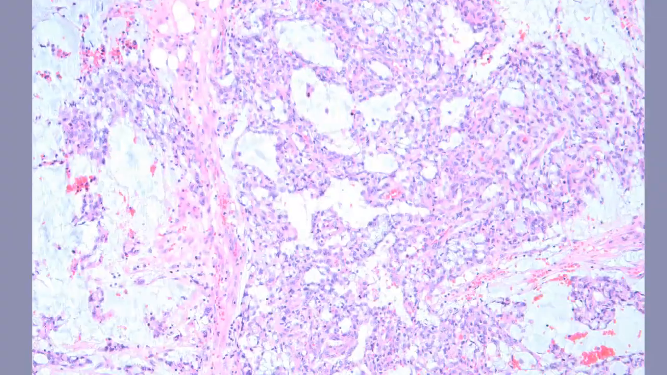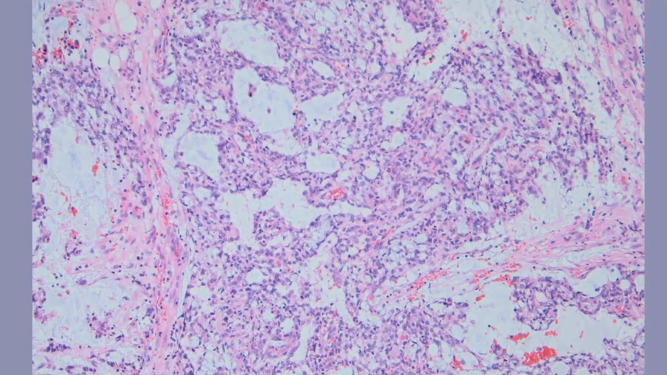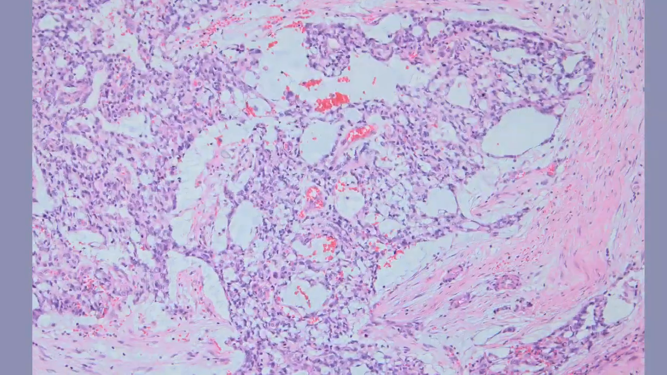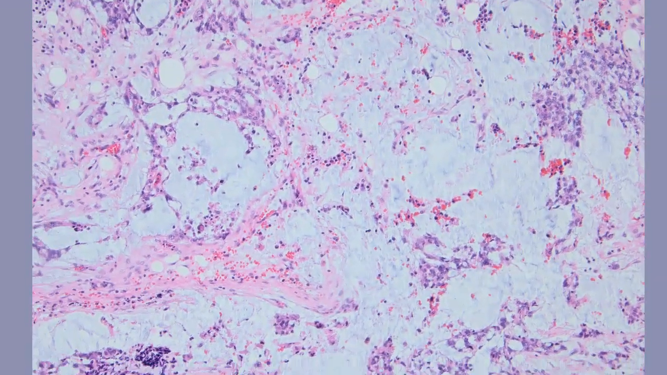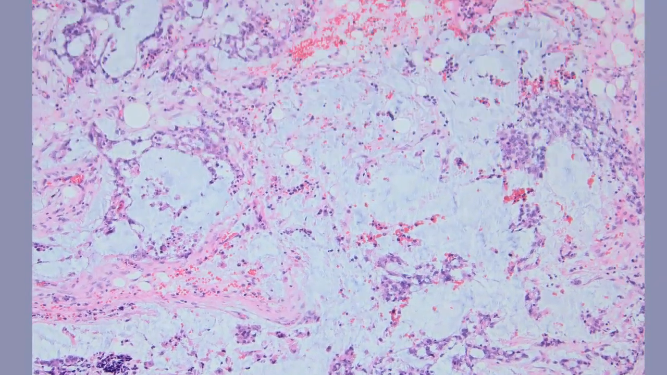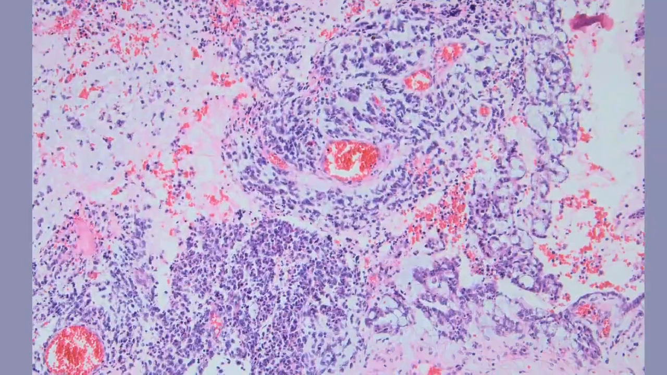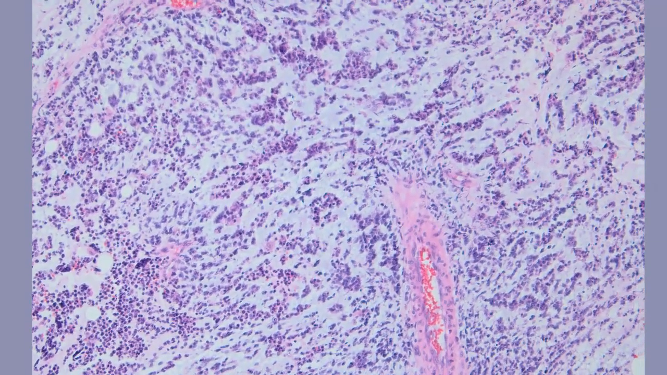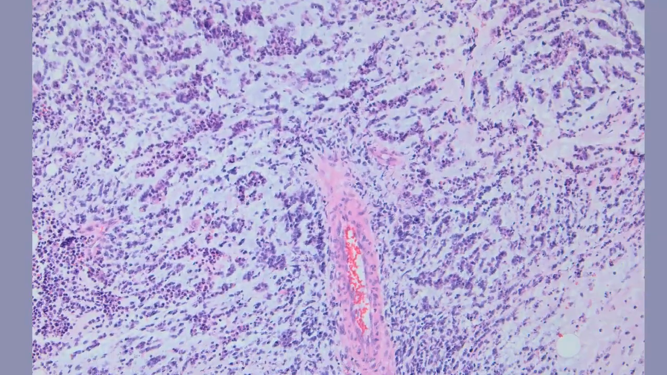And these are the areas that we encountered in the first incisional biopsy, and these areas have more abundant matrix, and these areas resemble more the trabecular areas with, again, matrix. And these areas actually resemble extraskeletal myxoid chondrosarcoma.